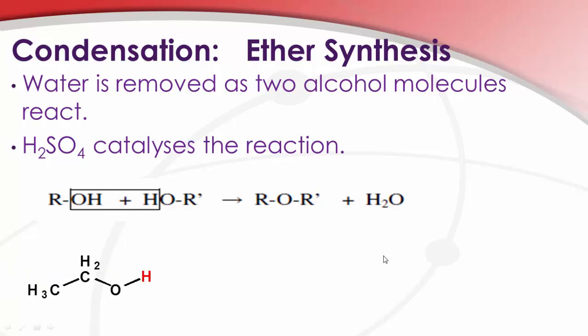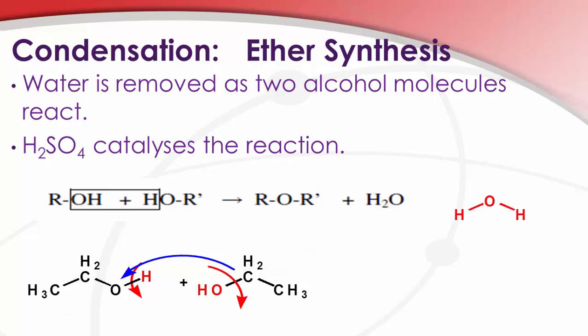So here we've got what looks to me to be ethanol and a second ethanol molecule. And we will see that the sigma bonds connecting the hydrogen to the oxygen on the left-hand side and the sigma bond connecting oxygen to carbon on the right-hand side are broken, and we form a new bond between the carbon on the right and the alcohol on the left. And the result, we kick off a water molecule and we're left with diethyl ether.